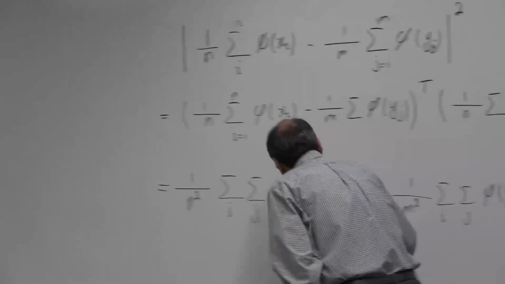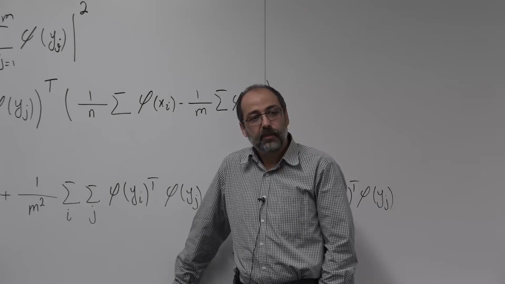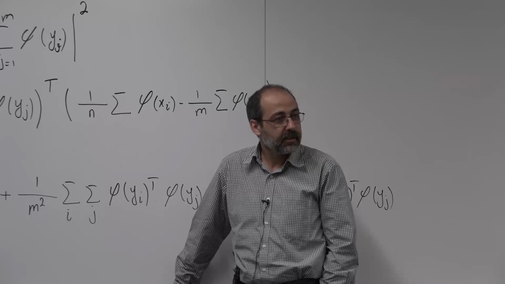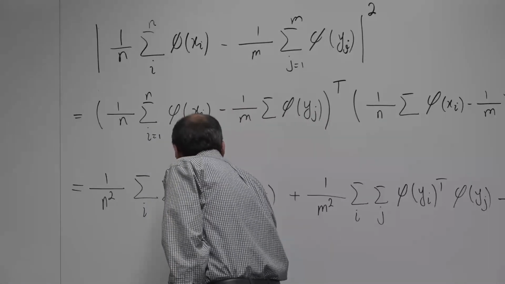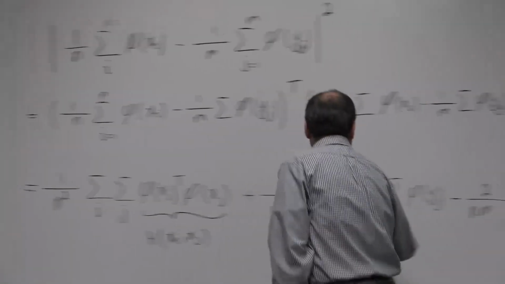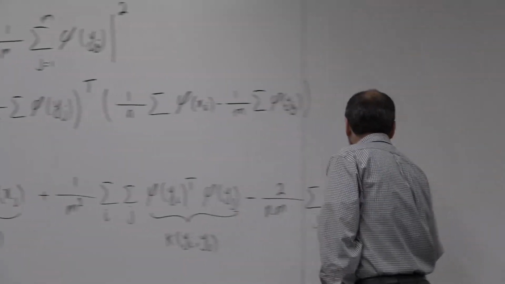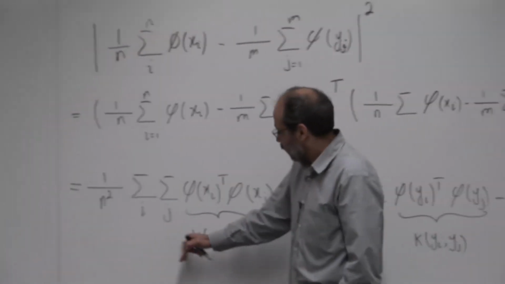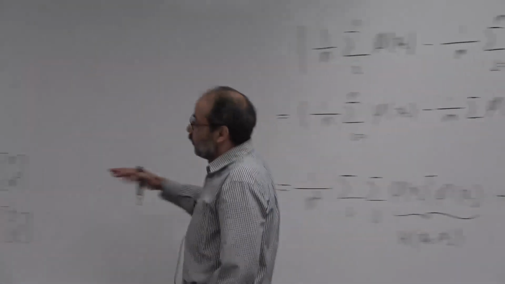Now, I have a dot product here, phi transpose phi. It can be replaced by, sorry, a kernel, right? So I don't need to know phi. I can just put a kernel here. And this is also a dot product, so I can put a kernel. So basically, I don't need to know phi. I can just rewrite everything in terms of kernels.